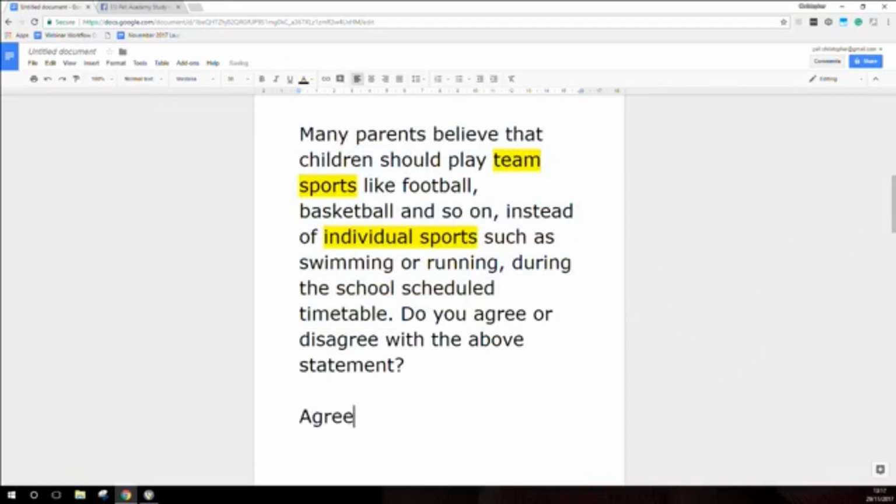Okay, so agree. And you don't have to do it in this way. You don't have to think of lots of reasons for agree and lots of reasons for disagree. If you can think of two really simple reasons for either and you're happy with them, just go with that. But I'm doing this for demonstration purposes. So let me show you how I would think about this.